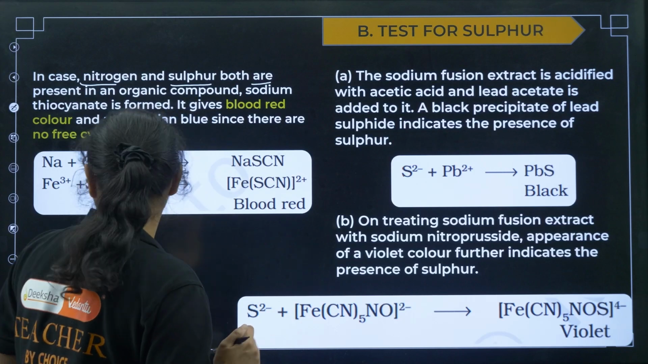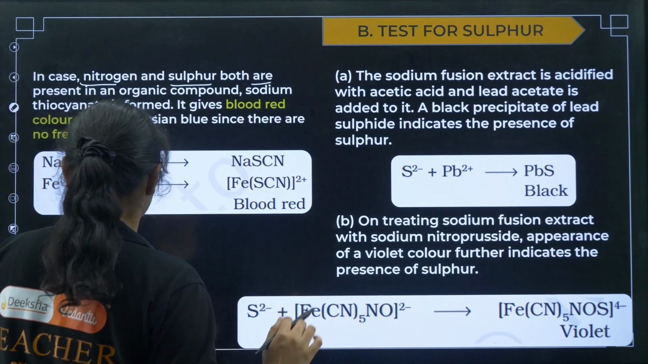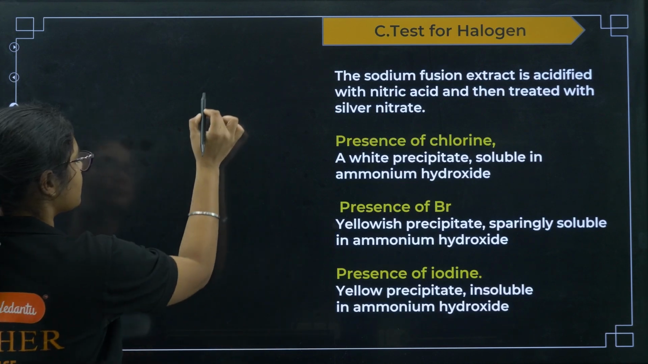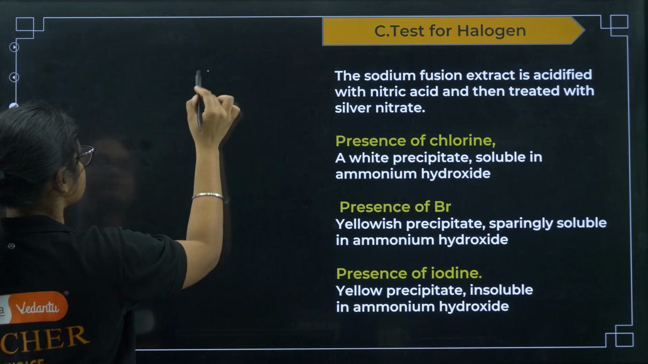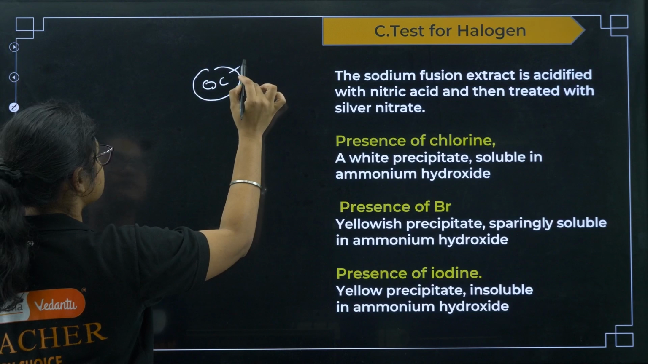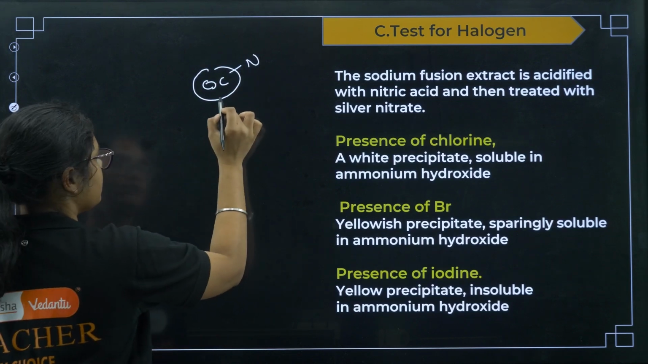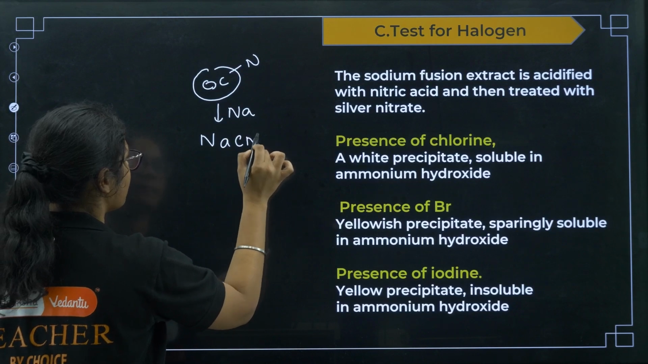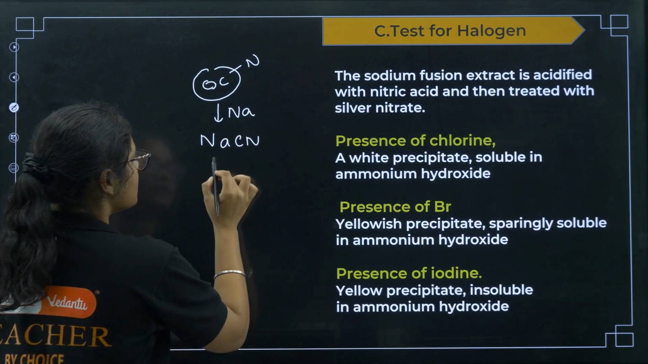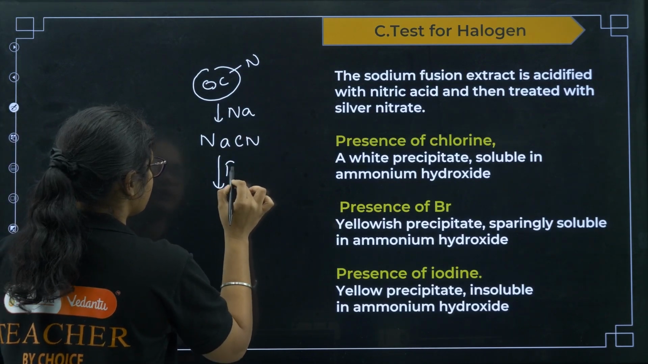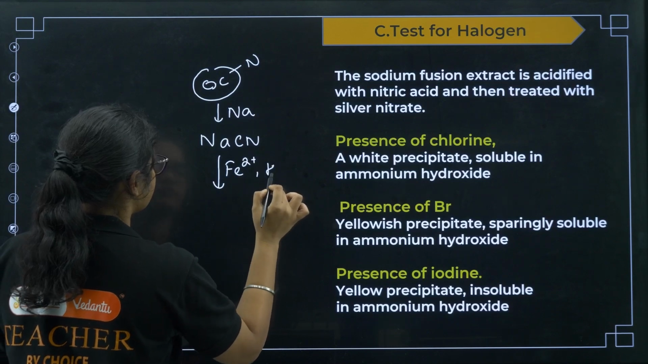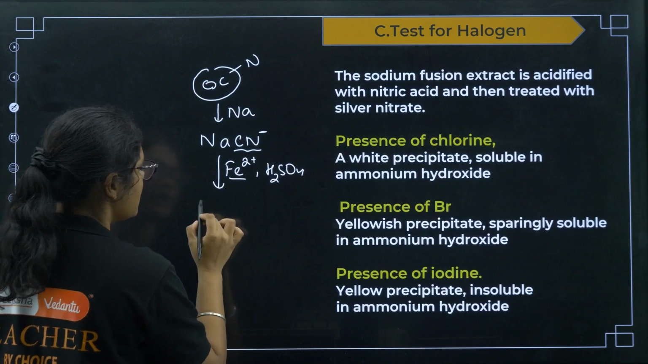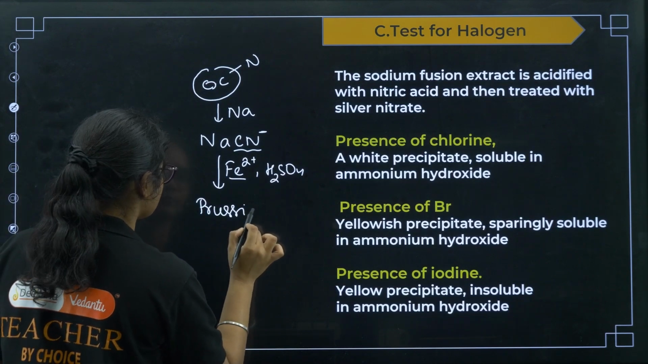Now I think you might get confused here, so let me explain. Suppose you have an organic compound, and suppose this organic compound has nitrogen. Then when you add Na to this, you will get NaCN. Now this NaCN is treated with Fe2 plus and H2SO4. The CN minus, which is the free ion present here, will react and we will get a Prussian blue color.